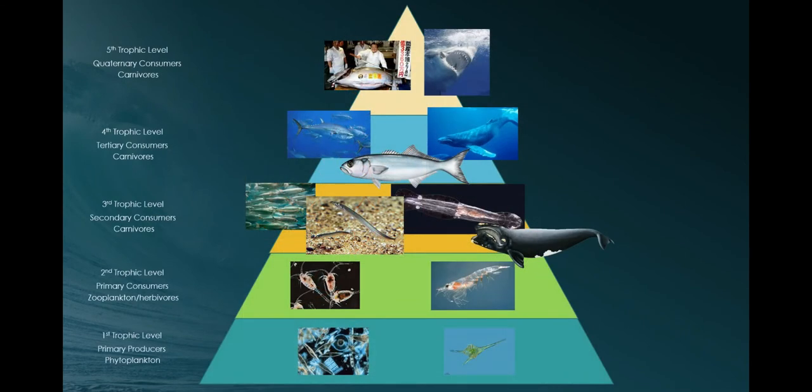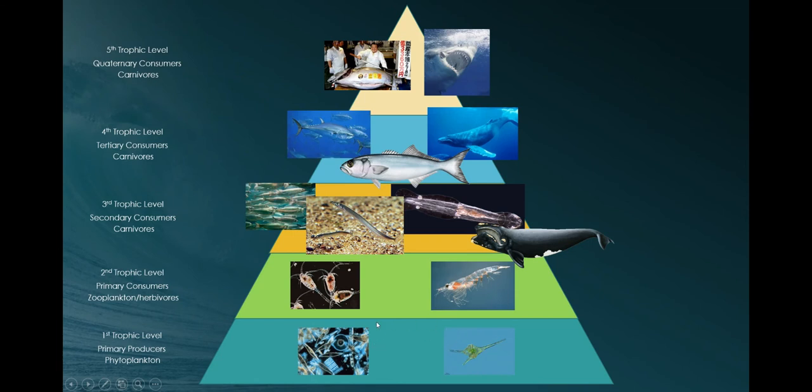A final way to think about trophic relationships is to draw what we can either call an energy pyramid or a trophic pyramid. And this shows our different levels of organisms, and it shows their relative abundance. So we have a lot more biomass at the bottom than we have at the top.